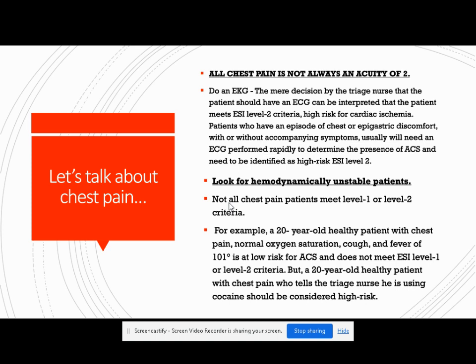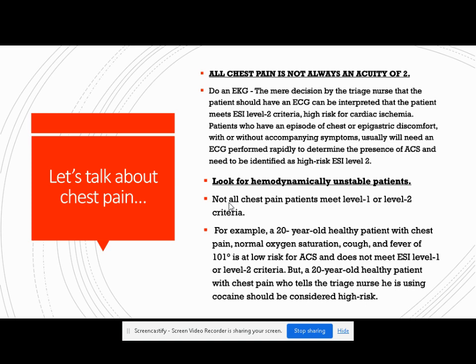They may see signs, hemodynamically unstable signs, in addition to making sure that they get the EKG. So the EKG is to rule out immediate ischemic events in a level 2 chest pain acuity. So we're looking for that hemodynamically unstable patient.